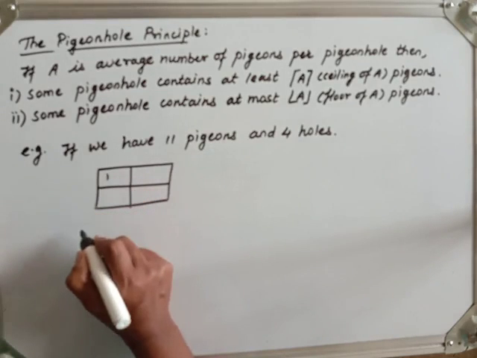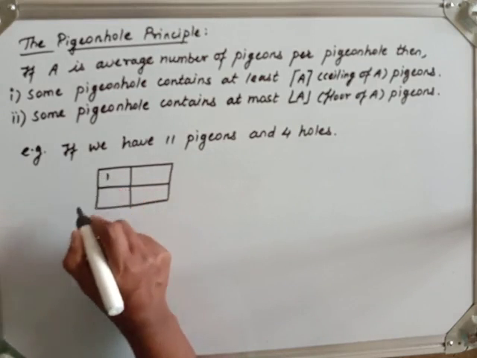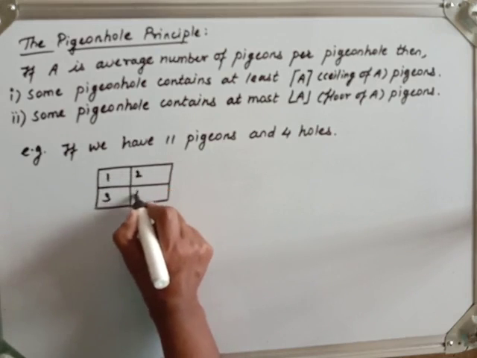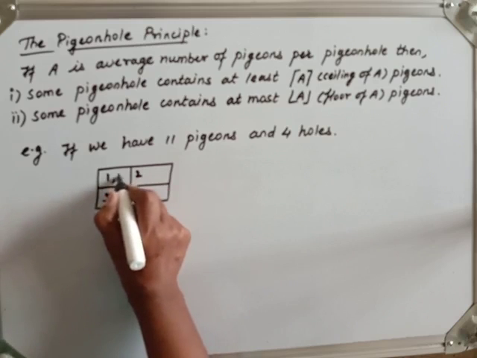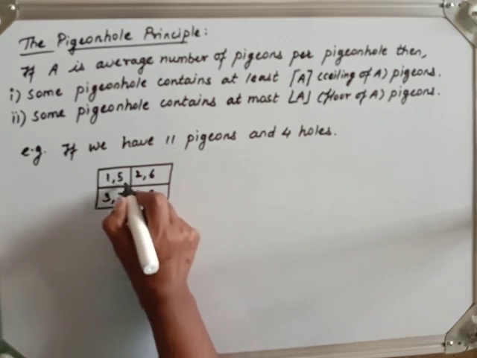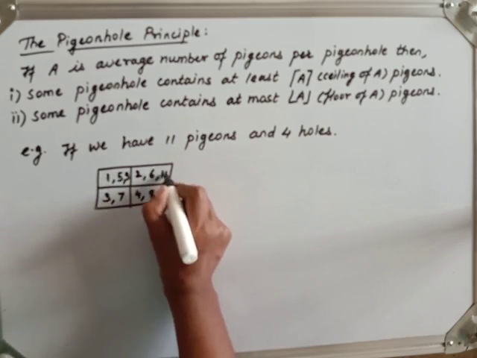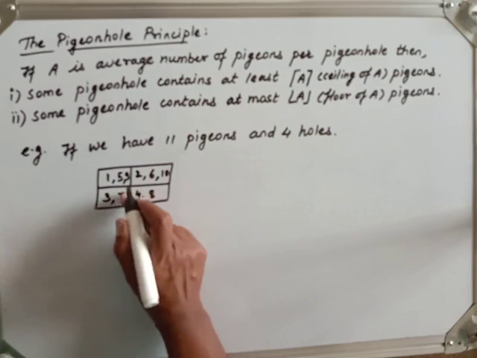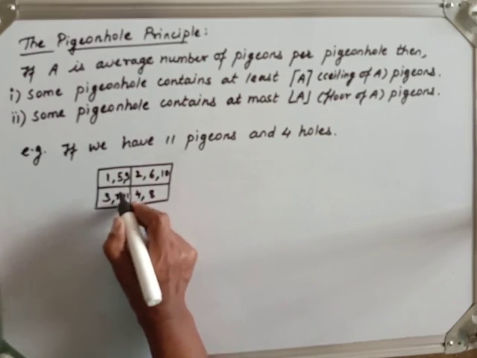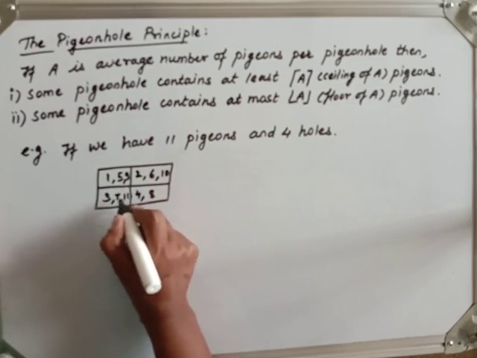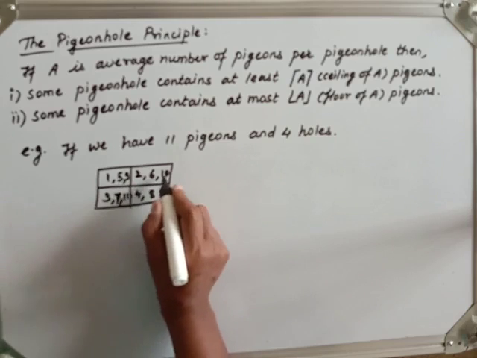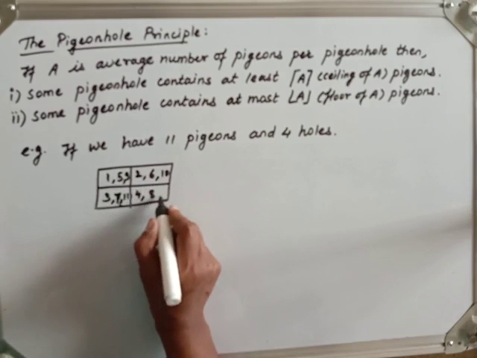Suppose the first pigeon is here, second here, third here, fourth here. Again the fifth is here, sixth, seventh, eighth, ninth, tenth, and eleventh here. Now what does this give? 3 holes consist of 3 pigeons each, while 1 hole consists of only 2 pigeons.